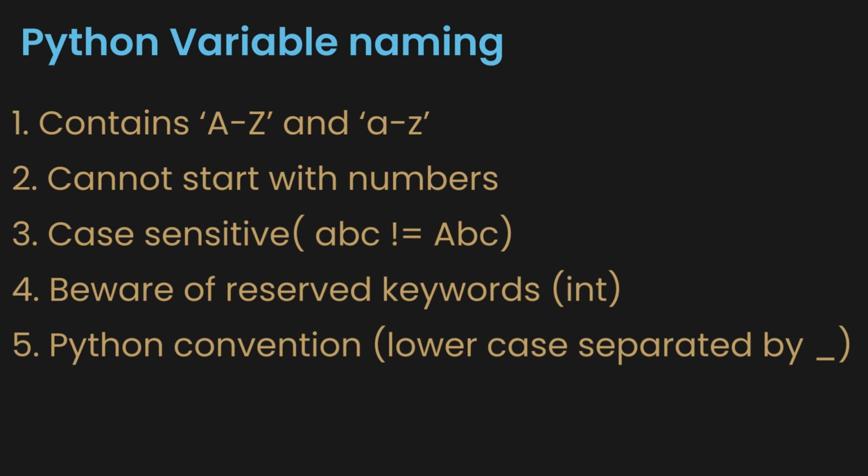Beware of reserved keywords like int. These words have special meaning in Python, and using them as variable names can cause conflicts in your code. And finally, it's good practice to follow the Python convention of using lowercase letters for variable names, separated by underscores for readability. For example, user_name instead of UserName or username.